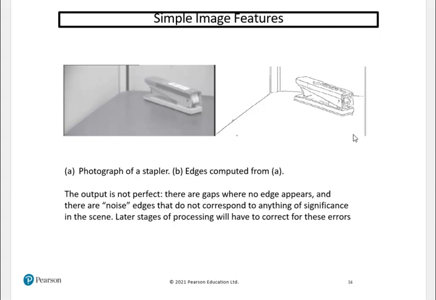But again, this is the very first step in image processing, right? We're going to have a lot more layers coming after that. So later stages of our neural network will have to correct for these errors. But as a first step, that's not bad. We already can tell that this is a photo of a stapler.